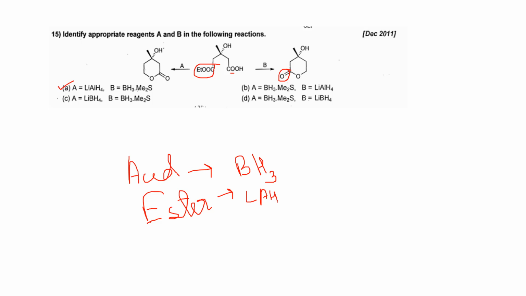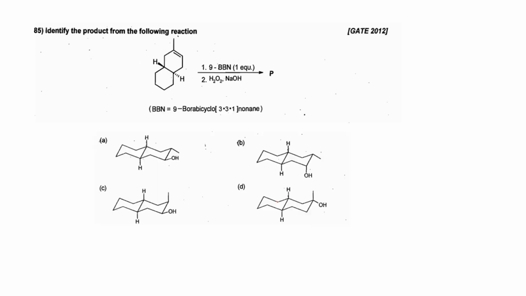Let's go to our next question. Identify the product formed in the following reaction. It is also boron hydroboration followed by oxidation. So just give it a shot. We'll solve it together.